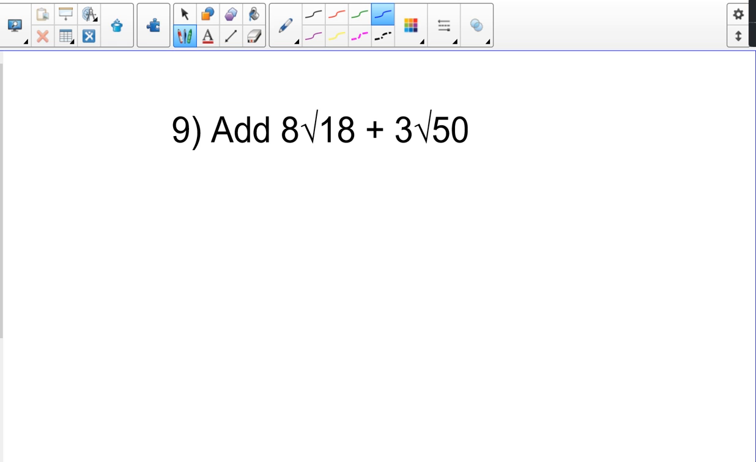Now, if you still want to see a more detailed video about simplifying and perfect squares, then go back and watch my previous videos. I'm going to do this with the assumption that you know about perfect squares and you know how we simplify and you just need a quick review.